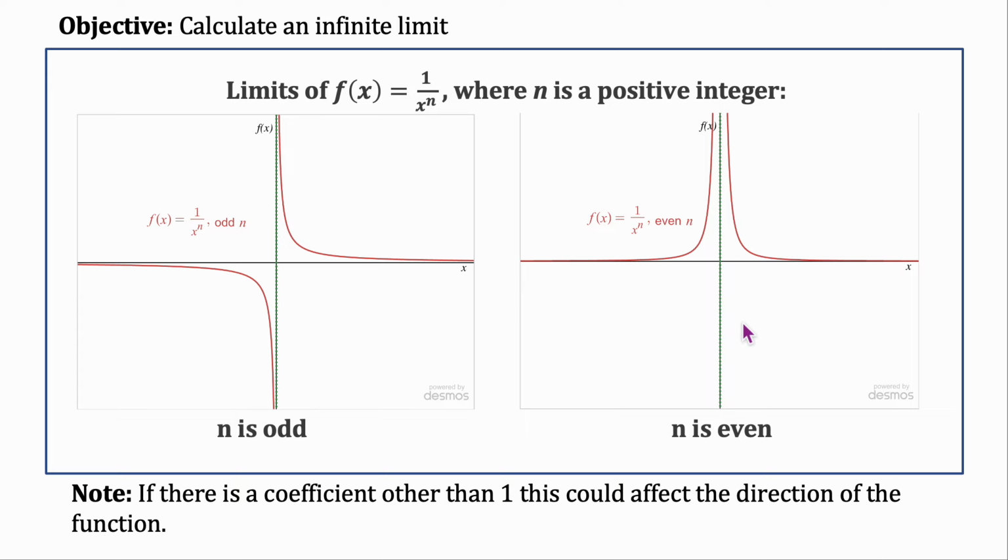Now, for an even function, think of 1 over x squared, 1 over x to the fourth. When you square that negative, that's why this end ends up also going upward. So this end on the left side goes to positive infinity, as does the right side. Now, be careful. If there's a coefficient other than 1, it could affect the direction of this function. Mainly, if that coefficient is negative, it will flip it across the x-axis.